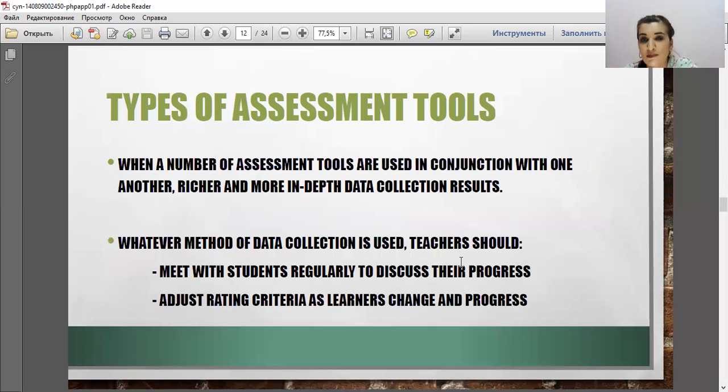Types of assessment tool. So when a number of assessment tools are used in conjunction with one another, reaching more in-depth data collection results.